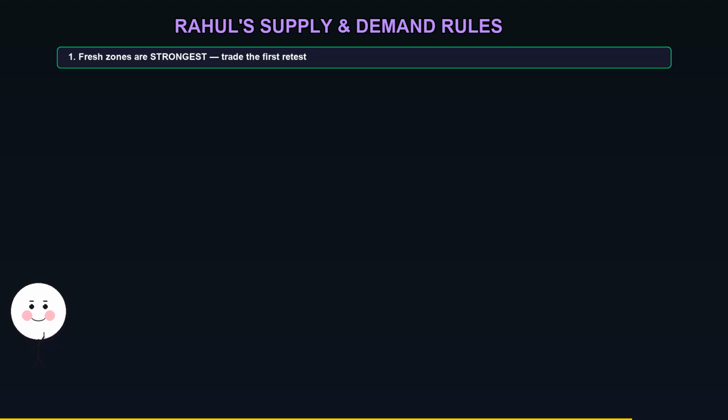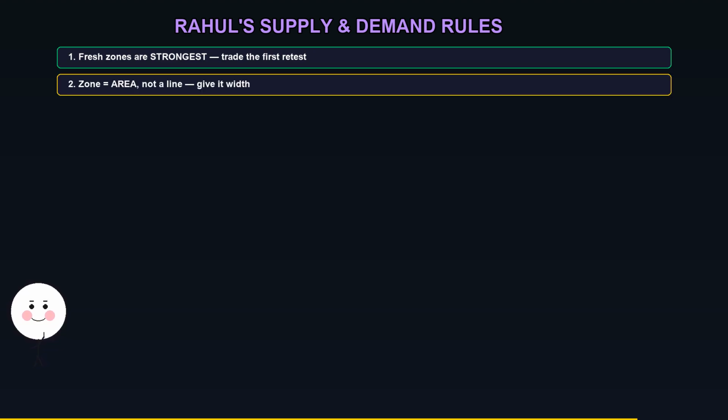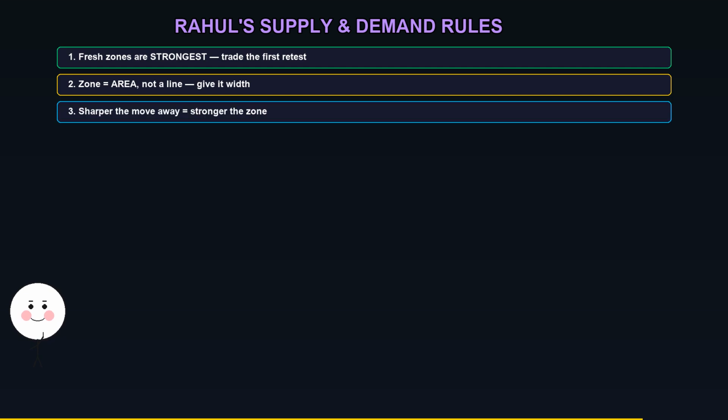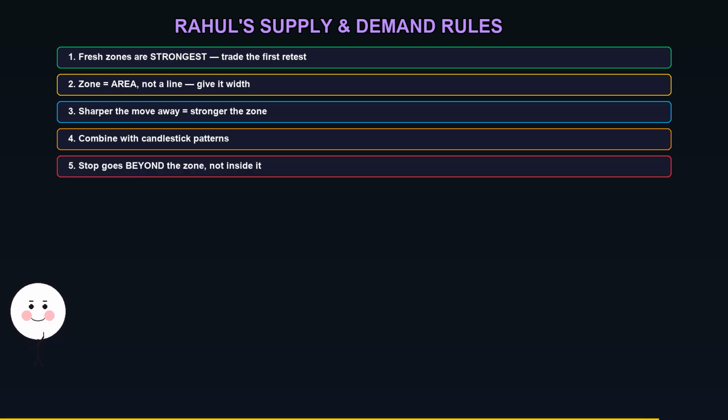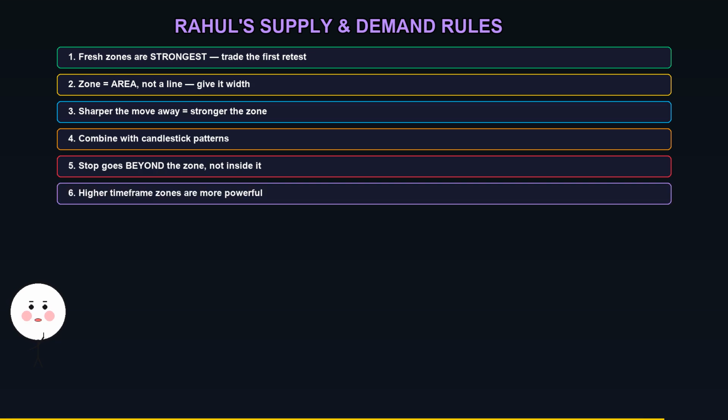Rahul's supply and demand rules. 1. Fresh zones are the strongest. Trade the first retest. 2. A zone is an area, not a line. Get a width. 3. The sharper the move away, the stronger the zone. 4. Combine zones with candlestick patterns for confirmation. 5. Stop loss goes beyond the entire zone, not inside it.